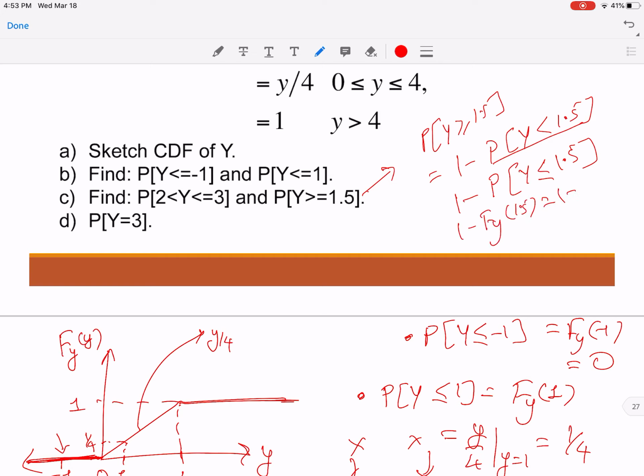And when I plug in the value of y as 1.5 in this equation, I get 1 minus 3 over 8, which is equal to 5 over 8. So that's the probability that y is greater than or equal to 1.5. What about this? What is the probability that y is equal to 3? Always remember, the probability that your continuous random variable is going to take on a specific value is always equal to 0.